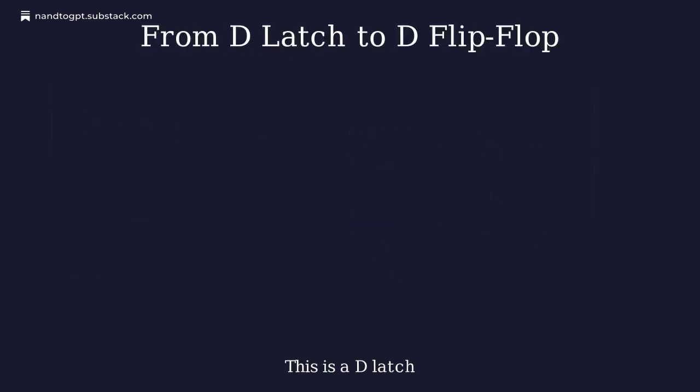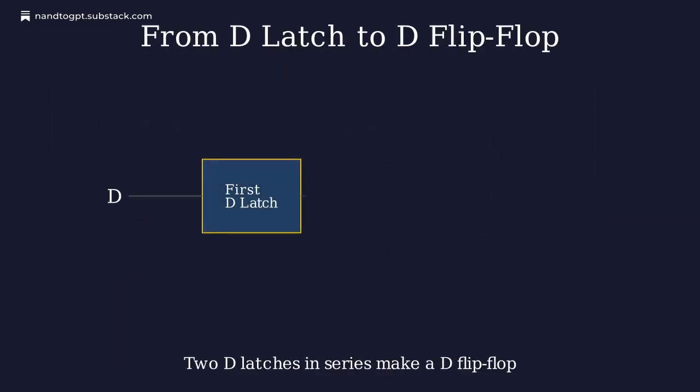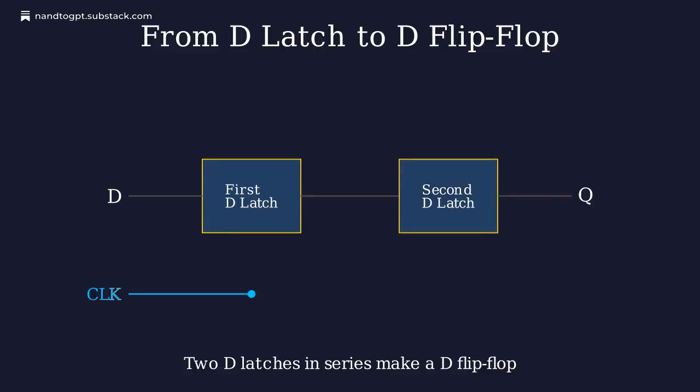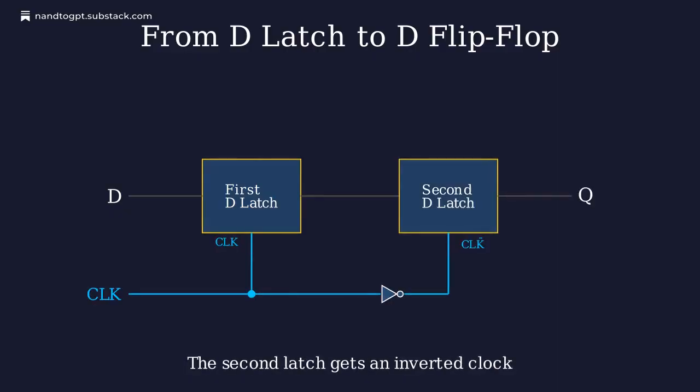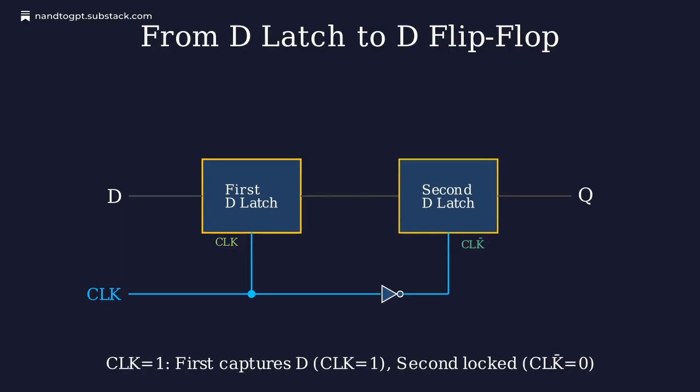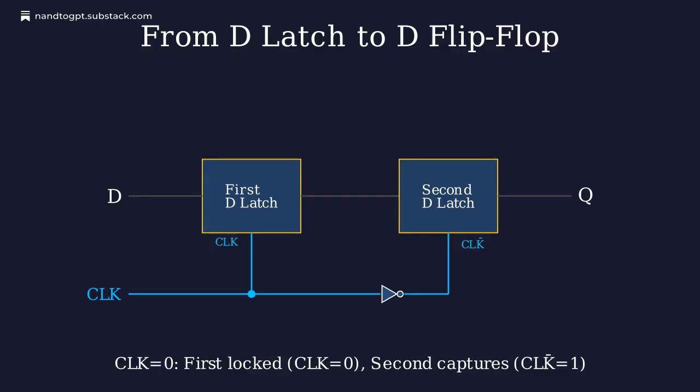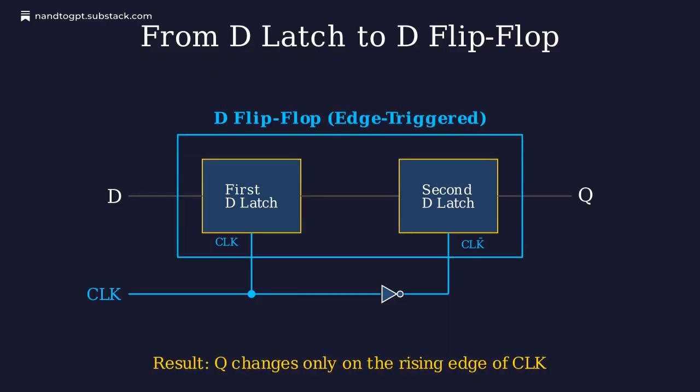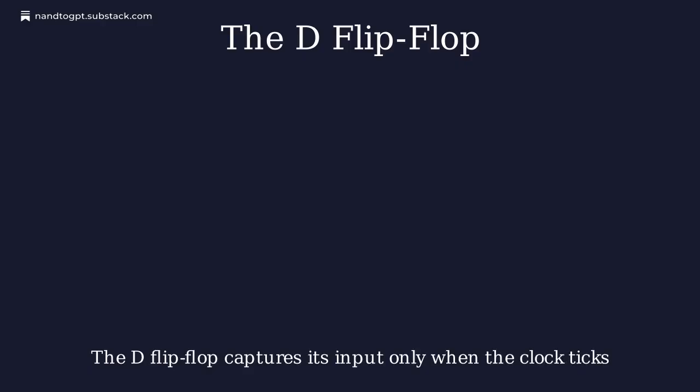Put two of them in series and you get a D flip-flop. The second latch gets an inverted clock. So they take turns, one captures, the other holds. When clock is high, the first latch captures D, but the second is locked. When clock goes low, the first locks and the second captures from the first. The result? Data only reaches Q on the rising edge. The D flip-flop captures its input only when the clock ticks.